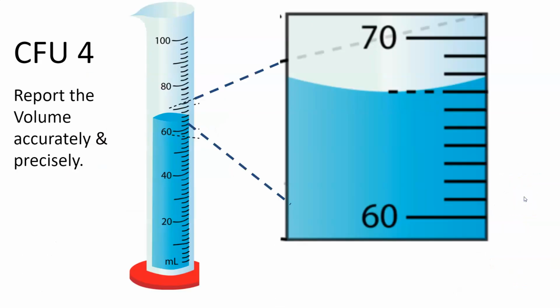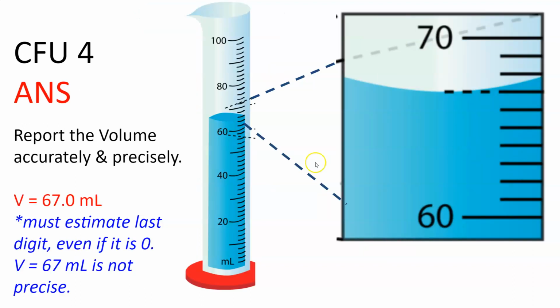Let's take a look at some CFUs. I want you to report the volume accurately and precisely. Pause the video now. When you press play again, the answer will be revealed. Okay, so the answer here is 67.0 milliliters. Some people may have just said it's 67. That's incorrect because it is not precise. Remember, even if you believe the bottom of the meniscus is exactly on the 67, you have to put the 0 there.